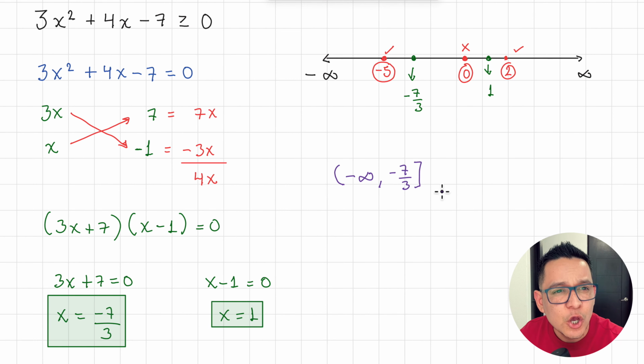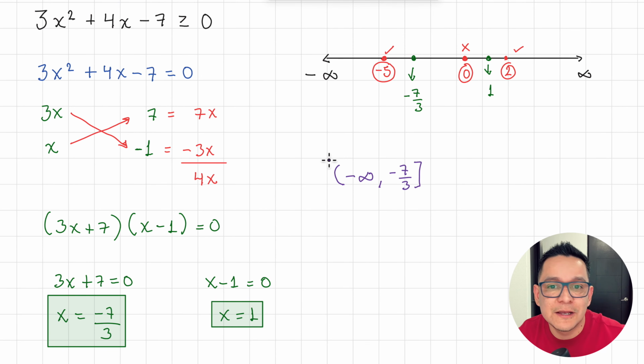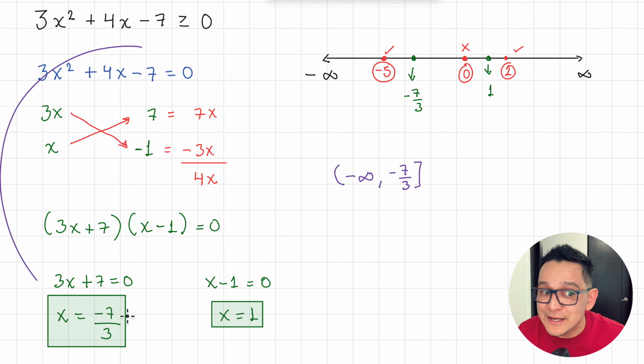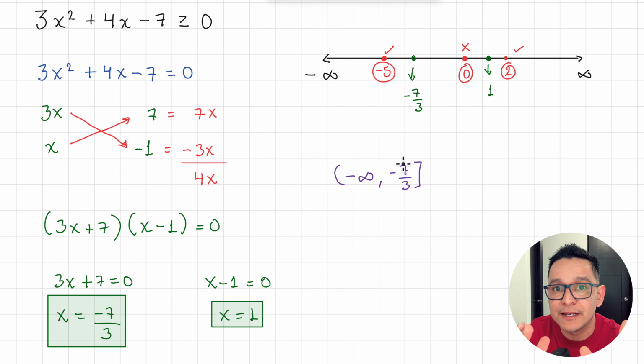Why is that? Because here it says it has to be greater than or equal to 0. When we put in a negative 7/3, this right here will give us 0, right? Because that's exactly what we found when we solved the quadratic equation. Isn't that true? Do we all agree on that? Perfect, all right. So now we have this first interval.